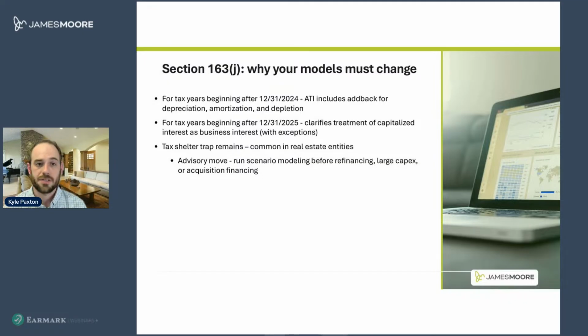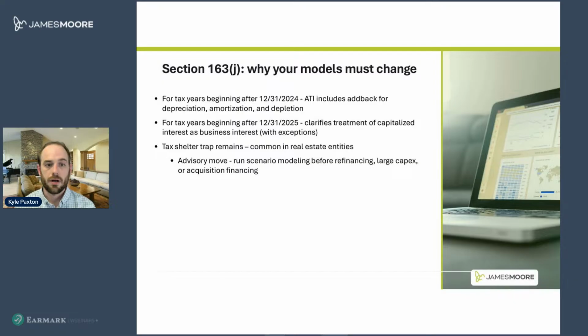163J, I want to talk about this for a minute because this has been a pendulum back and forth the last several years coming off the back of the Tax Cuts and Jobs Act. So this is a sneaky one, and it gets people in the real estate space. So Section 163J is a mechanism where your business interest expense is potentially limited. For our real estate folks, this is generally mortgage interest or interest on debt securing the underlying property.